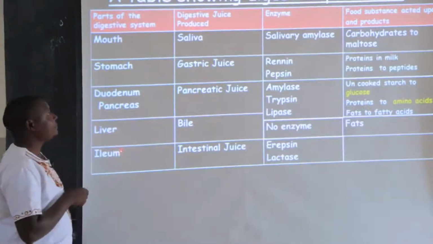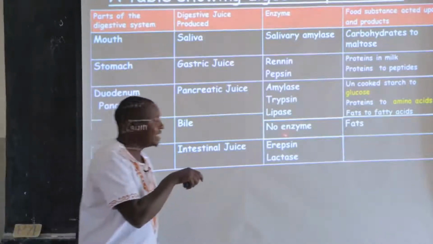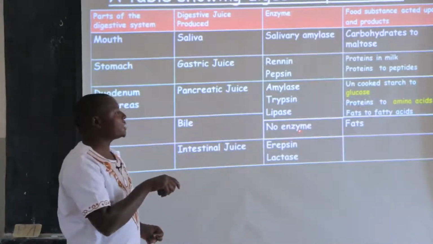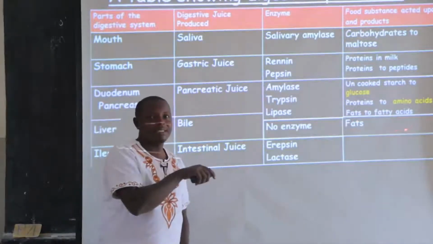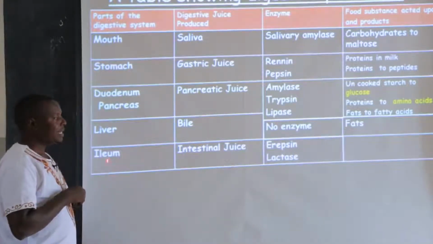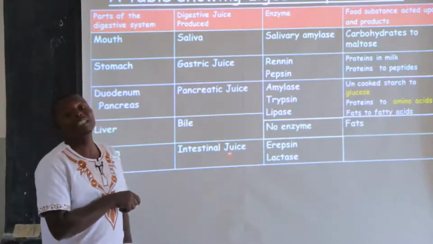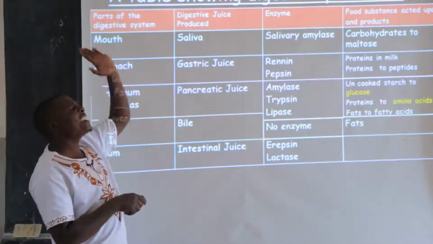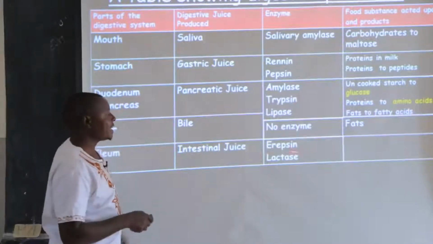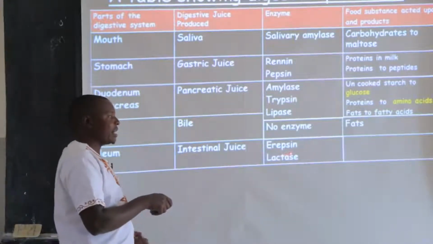Then the liver produces bile. Bile has no enzyme, but it contains bile salts that break down fats, or emulsify fats. Lastly, the ileum. The ileum produces intestinal juice, or we call it succus entericus. It has very many enzymes that complete the digestion of food, like erepsin. Erepsin changes peptides into amino acids.